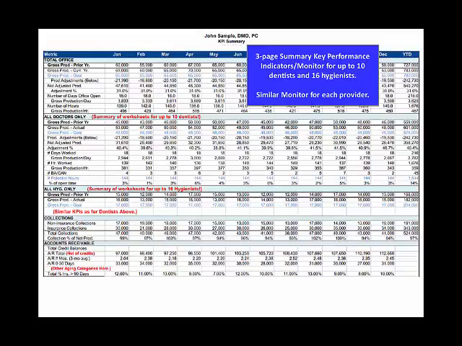Here's what the underlying data in fact looks like. It's about 3 or 4 pages long and has an awful lot of information that various consultants over the years have suggested would be in a KPI monitor. This is a summary. Each provider, each doctor, each hygienist has this data, production per hour, per day, etc., procedure code, on their own tab, so you can take a deeper dive.